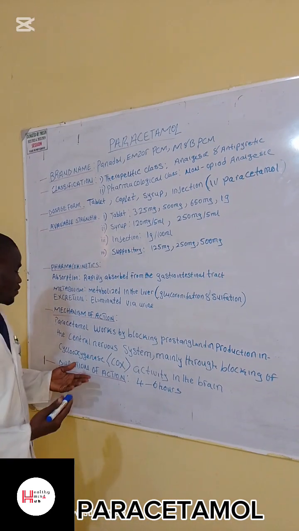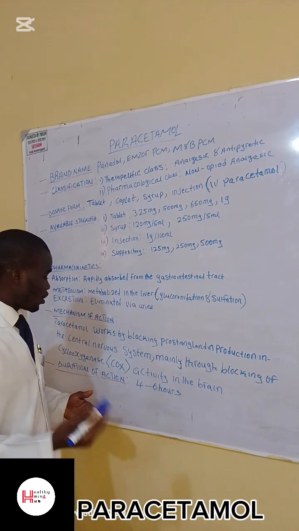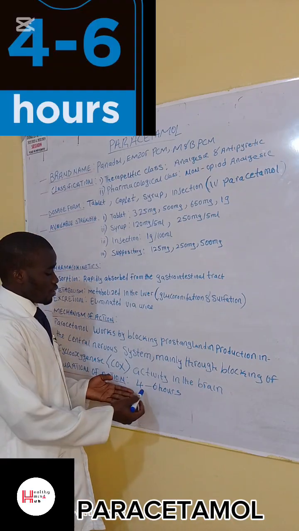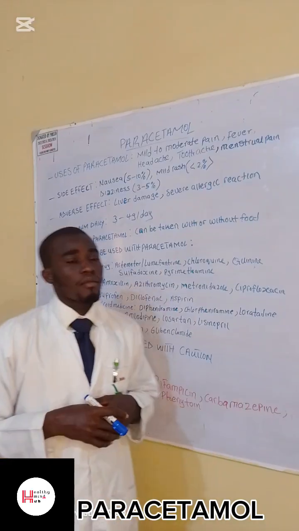And what is the duration of action? How long does paracetamol last in our body? Paracetamol lasts for 4 to 6 hours in our body.